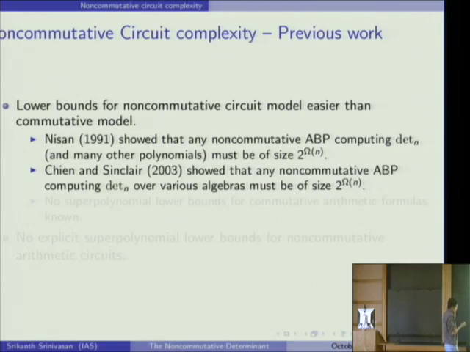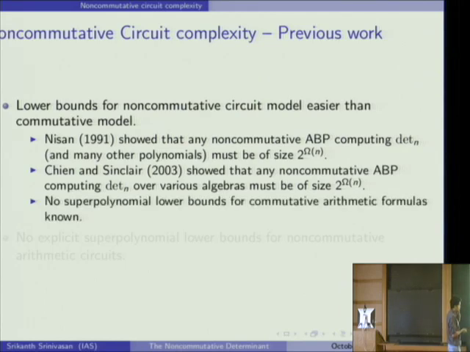Right? And these lower bounds have been extended. So Chien and Sinclair showed that if you have any non-commutative ABP which is computing the determinant over some specific algebras like 2 by 2 matrices and so on, then it must be of size 2 to the omega n. Now what this statement means is the following. They show that if you have a non-commutative ABP computing a polynomial f which might not be the determinant but which agrees with the determinant over, let us say, the 2 by 2 matrices, then this particular ABP must be of exponential size. So, it is really a considerably stronger lower bound that applies for a large family of polynomials. Yeah?